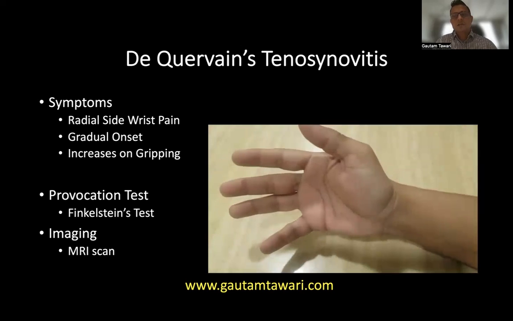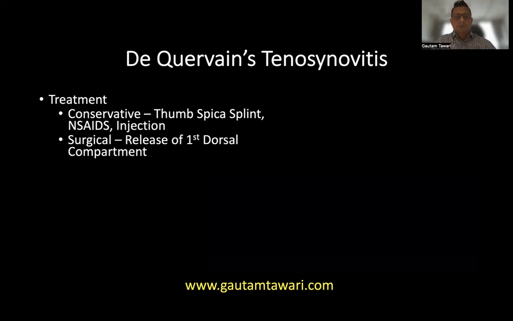Imaging-wise, confirmation of the diagnosis can be done with an MRI scan. Otherwise, the most common way of confirming the diagnosis is clinically. Treatment, like most things, is twofold. You have conservative treatment, which involves putting on a thumb spica splint for a certain duration of time and supplementing it with non-steroidal anti-inflammatories. Injections do work. However, in practice, it is often seen that the injections are temporary. Definitive treatment is release of the first dorsal compartment of the wrist.